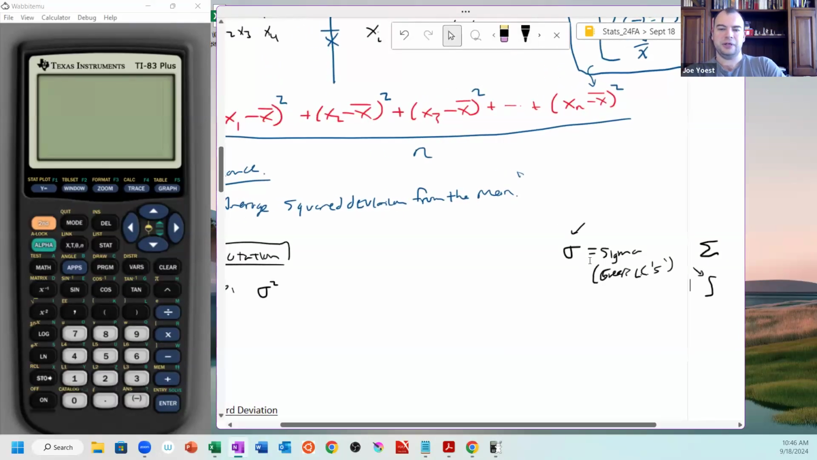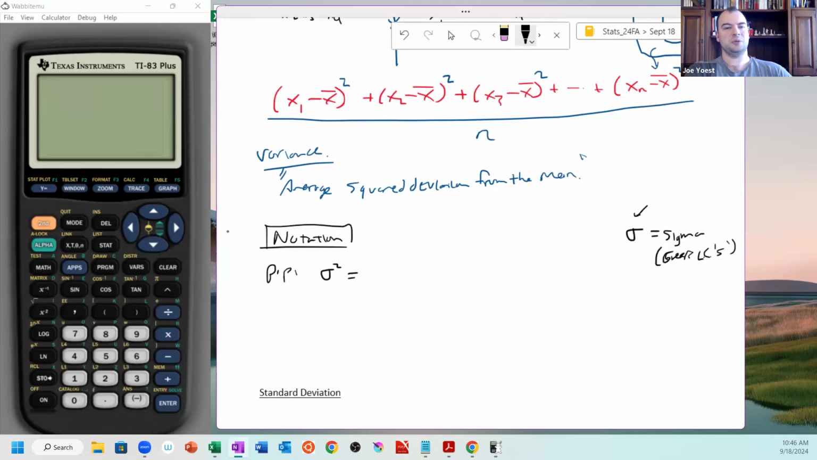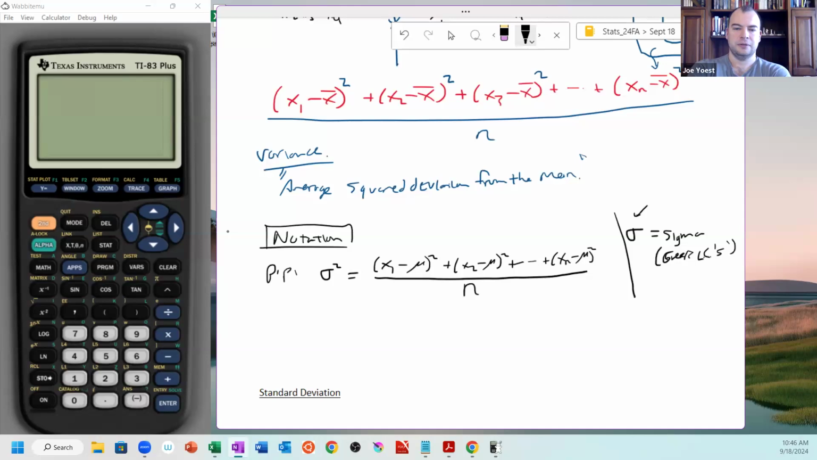But this is our Greek lowercase sigma that occurs in the middle of the word. And that's what we see here with a superscript 2. That denotes our population variance. Now, since we're in the context of a population, instead of calling the mean x bar, I'm going to call it mu. And that's my calculation for the population variance.